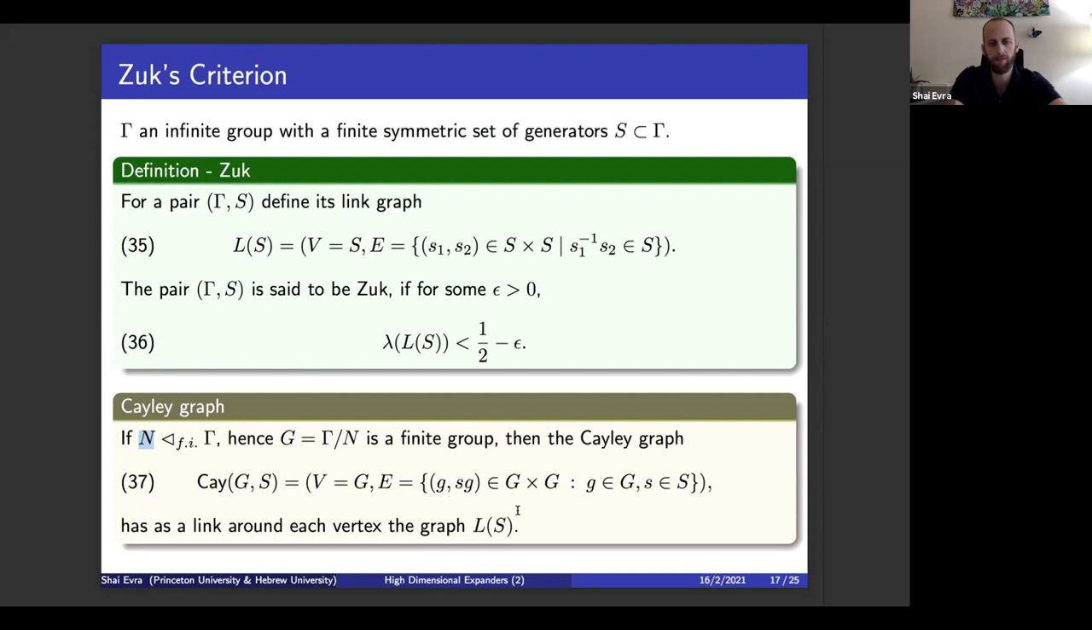And note that in this specific case, the link graph is always L of S. It is independent of N. This is what I mean by a local to global. You will only need to know information about this graph, and in some sense, it doesn't really depend on G at all.